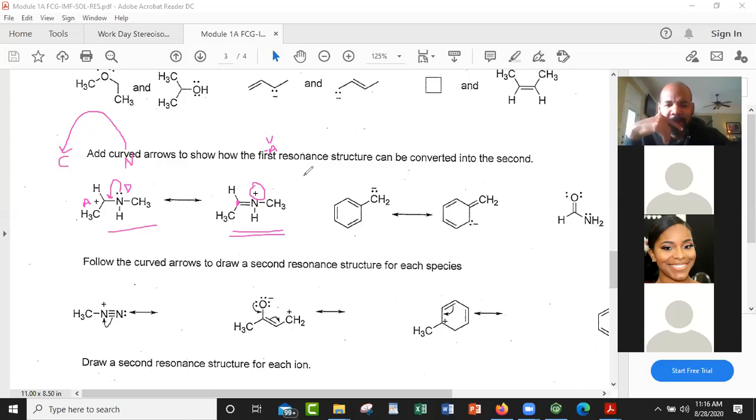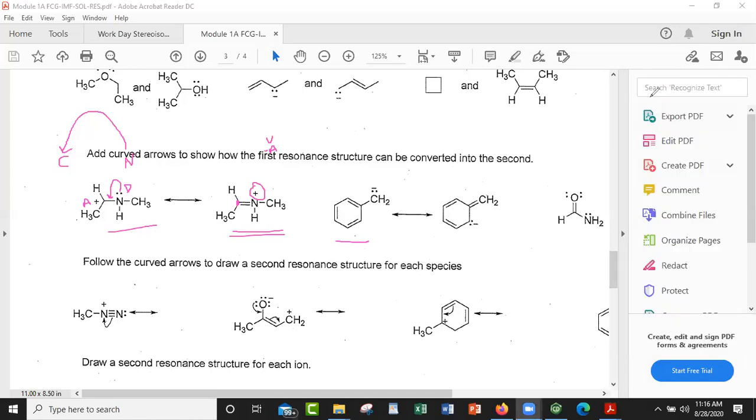All right, let's do the next one. Right here. Let's see. All right. So in the next example, can I go straight from here to here?